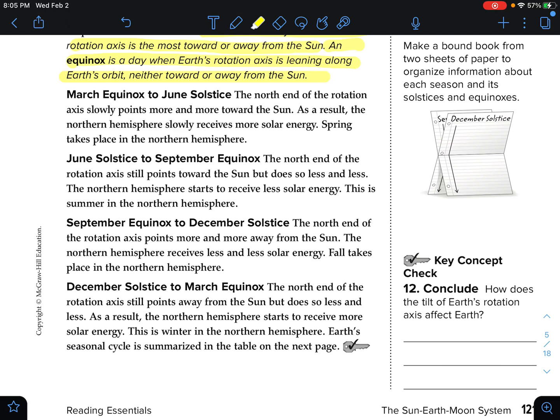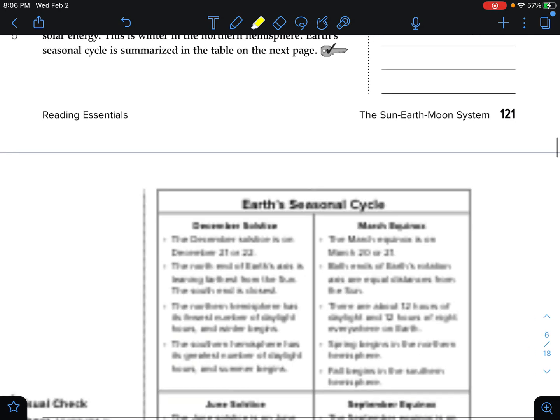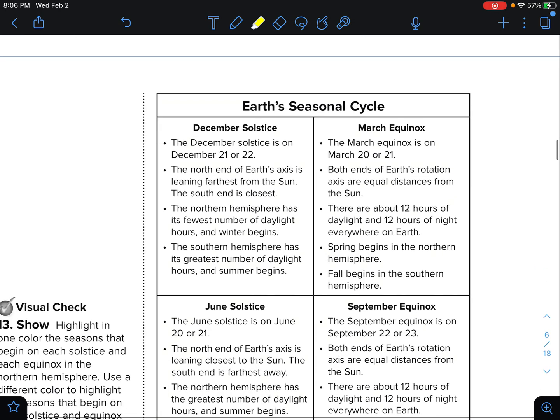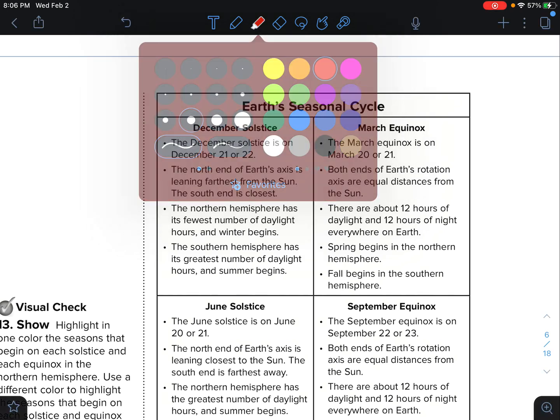Then we have December solstice to March equinox. The north end of the rotation axis still points away from the sun, but does so less and less. So we're going from the solstice and then we're entering where we're going to be having more and more daylight hours, which is what's happening now for us. As a result, the northern hemisphere starts to receive more solar energy. This is winter in the northern hemisphere. Earth's seasonal cycle is summarized in the table on the next page. All right, so this is what we're going to take a look at.